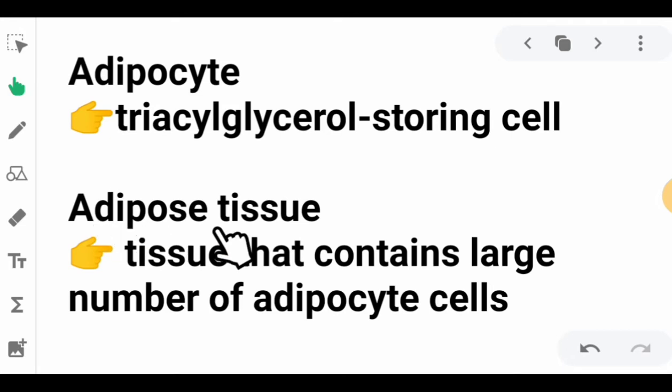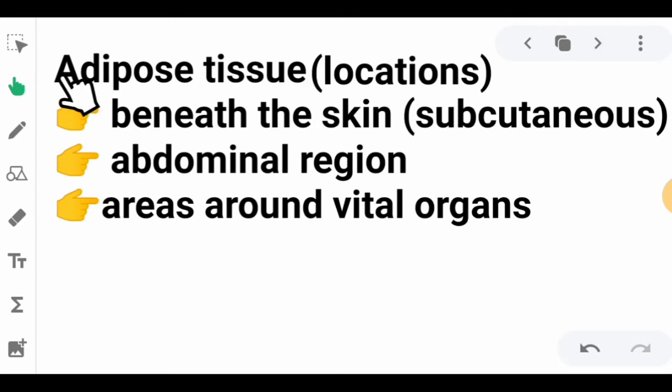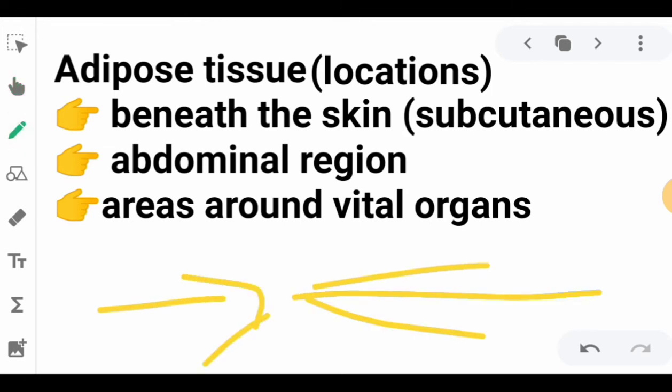Adipose tissue is a tissue that contains a large number of adipocyte cells. Adipose tissue is located beneath the skin, the subcutaneous part, as I have illustrated before. And then in the abdominal region, especially in our tummy and stomach. And then the areas around vital organs, for example, the heart and the liver. So that is where the adipose tissue is located. But too much accumulation of fats in that area, of course, will lead to heart disease, because the blood cannot flow thoroughly as it is blocked with fats.